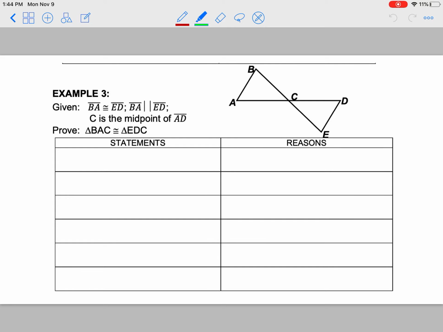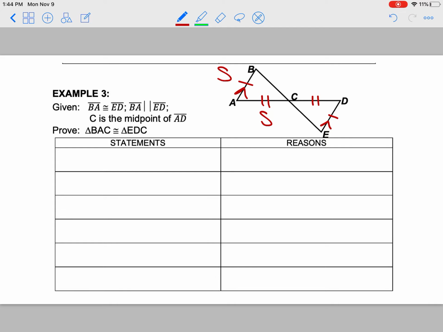Okay, we've got one more to look at. And so let's look at our picture here. We know that BA and ED are congruent, so let's mark that. BA is parallel to ED. Now, parallel does not mean congruent. Parallel is going to mean something else. C is the midpoint of AD, so we can mark that.